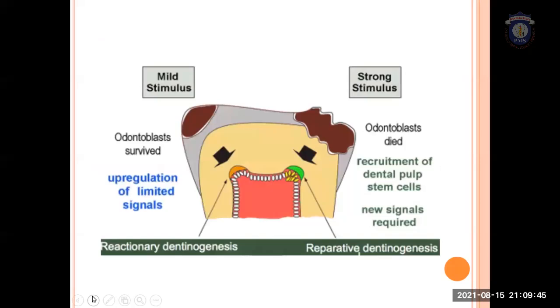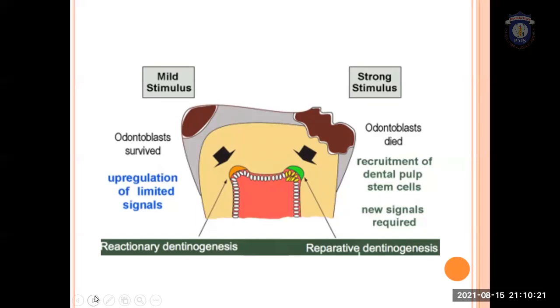So in this picture, you can visualize this tooth. In one area, a mild stimulus has occurred, and in another area, a strong stimulus has occurred. So in the area where the mild stimulus has occurred, the stimulus will cause injury to the odontoblast, but the odontoblast survives the injury, and there will be upregulation of the signals, and the surviving odontoblast will start producing new dentine at the expense of the pulp space. So that kind of dentine formed is known as the reactionary dentine.